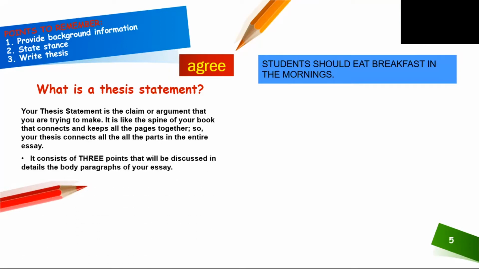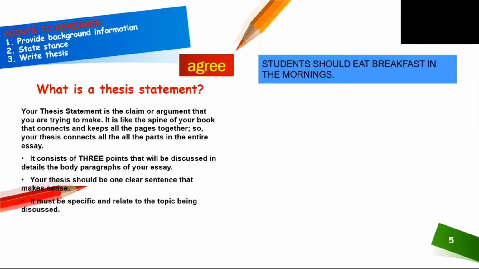Now, your thesis statement should include 3 points, and these 3 points are what you will be discussing in the body paragraphs of your essay. Your thesis statement should be 1 clear sentence, and this should make sense. It shouldn't be 2 sentences or 3. It should be 1 sentence, correctly punctuated with your commas, your semicolons, your colons, etc. Your thesis statement should also be specific in that it must relate to the topic being discussed. And finally, your thesis statement is usually found at the very last sentence of the introductory paragraph.